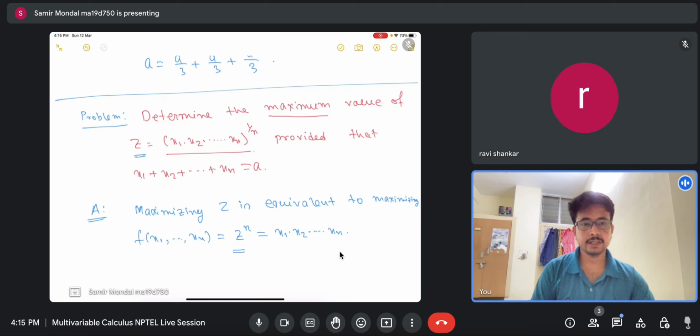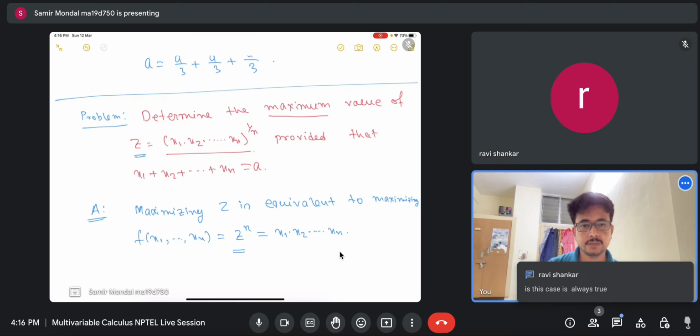Here n is fixed. N means n is not variable; you can take 4 or 5, but your n is fixed here. N is not variable here. Here your n is fixed, only x1, x2, ..., xn are variables. We are telling this only because if your n is variable, then we have to think about that.